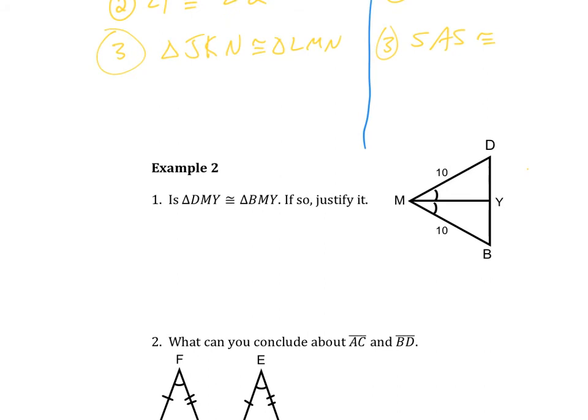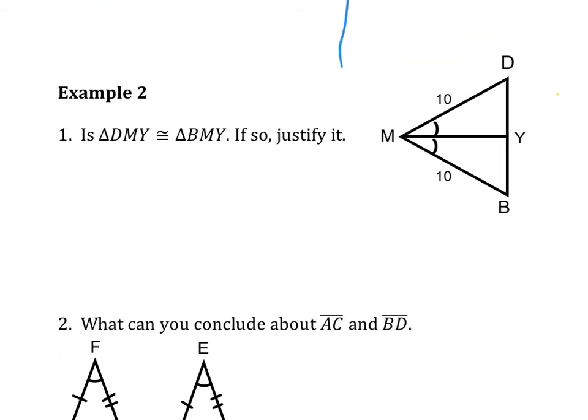Okay. Example 2. Is triangle DMY congruent to triangle BMY? If so, justify it. So let's check the sides. We gotta check the sides. Is DM and BM, are those equal? So DM and BM, are those equal? Yes.